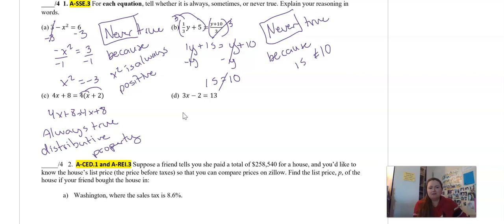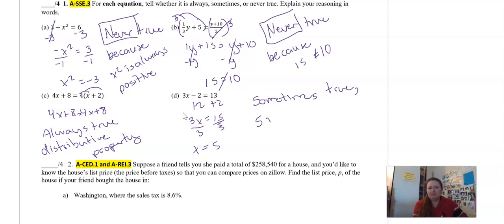Okay, now this one, I add 2 to both sides. 3x equals 15, divided by 3, x equals 5. Okay, well, I got an answer. So 5 works. Remember, to show that something is sometimes true, you would show one number that works and one number that doesn't.